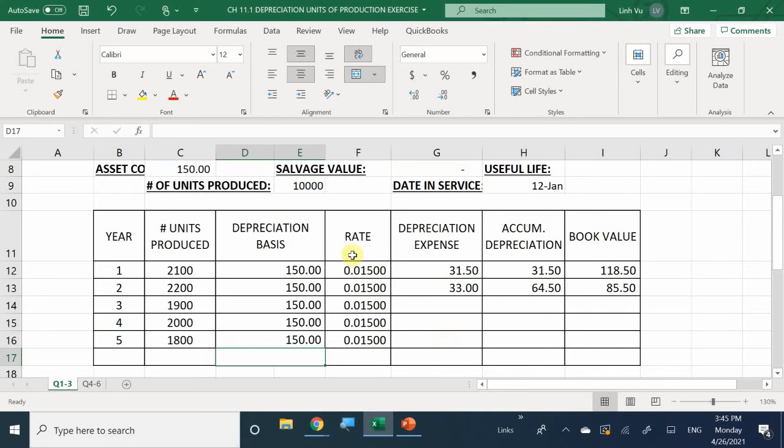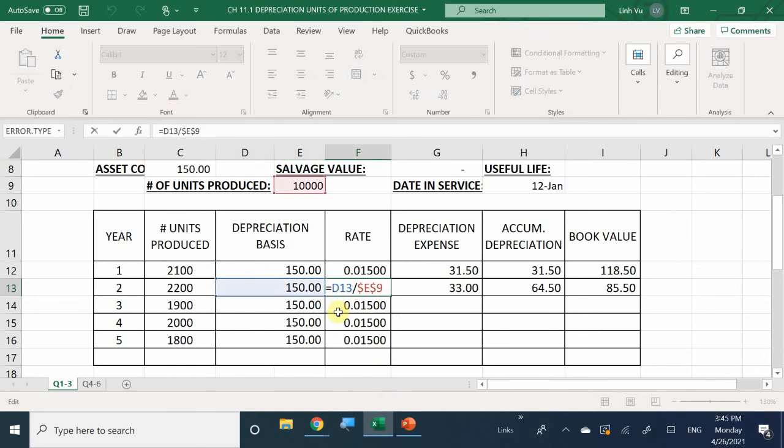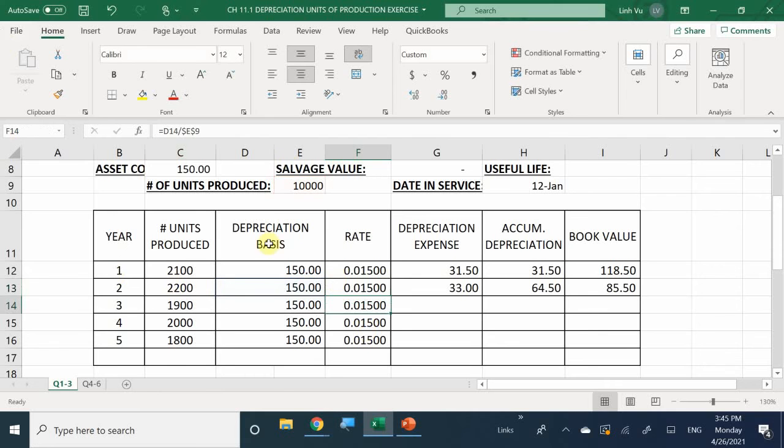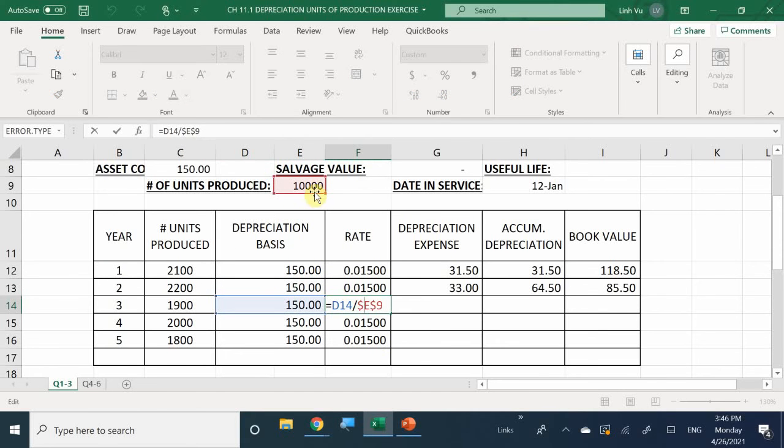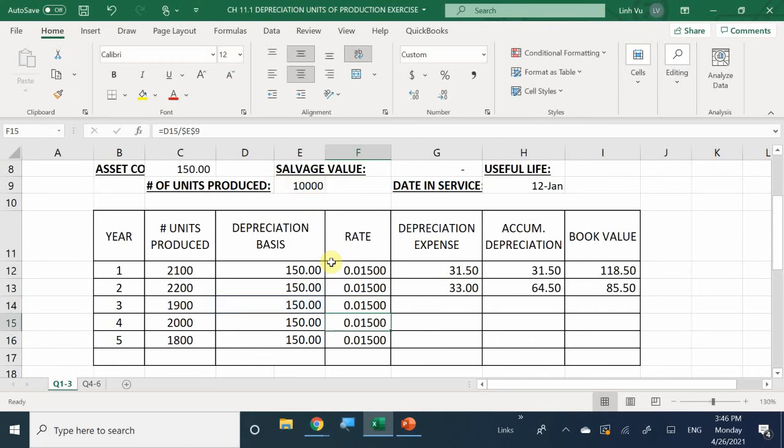All right, the next one, same thing here, except this one is relative because I'm picking up the depreciation basis. The only number that I've claimed as absolute is going to be my 10,000. So if I pull my formula down, it should be taking this cell, of course, and it's going to pull that 10,000 down as well. Okay, so there you go.